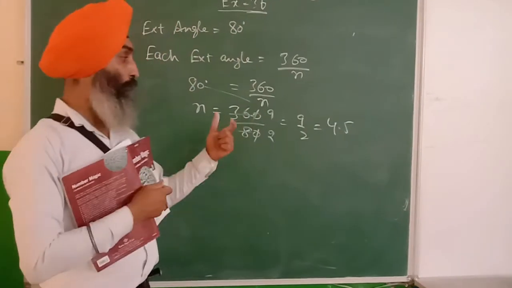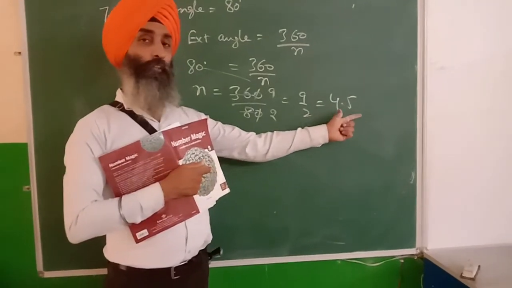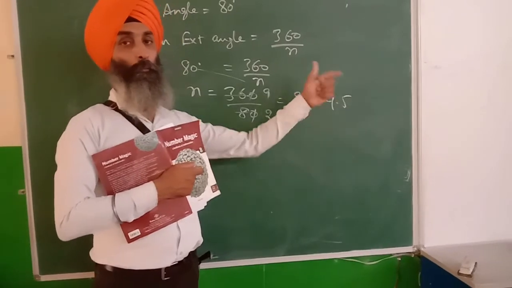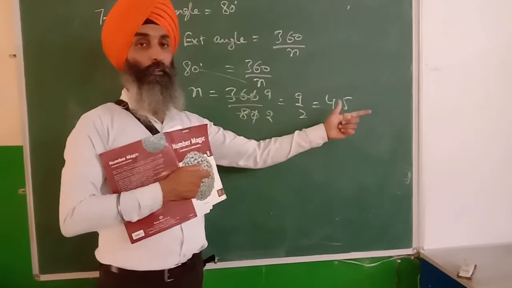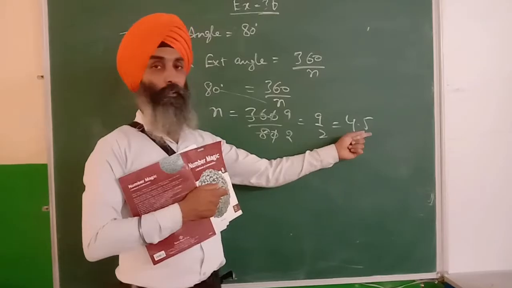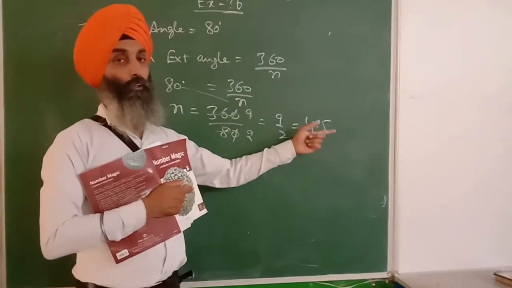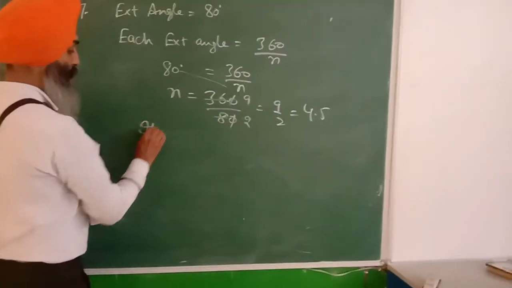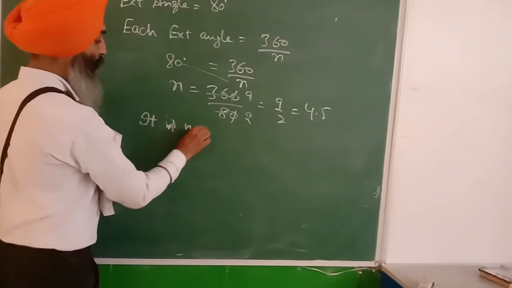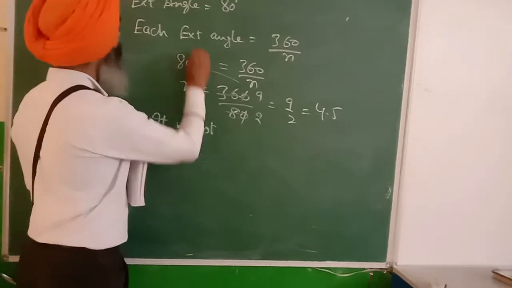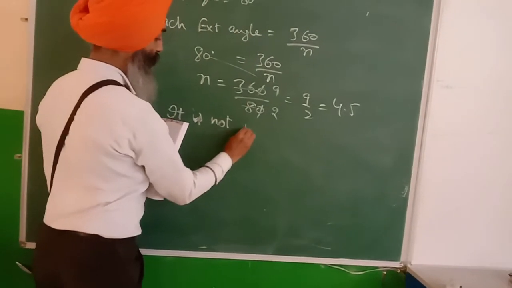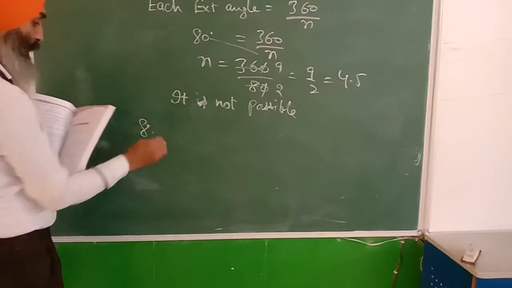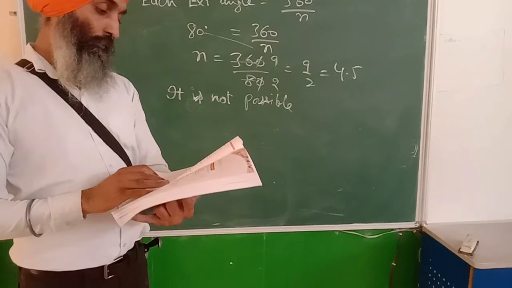So can you tell me, if it is a regular polygon, can it have 4.5 sides? It is not possible. A regular polygon cannot have sides in decimals; the answer must be a whole number, either 4 or 5. Understand my point? You can say that sides are not possible in decimals, so it means it is not possible to have a regular polygon with each exterior angle equal to 80 degrees.